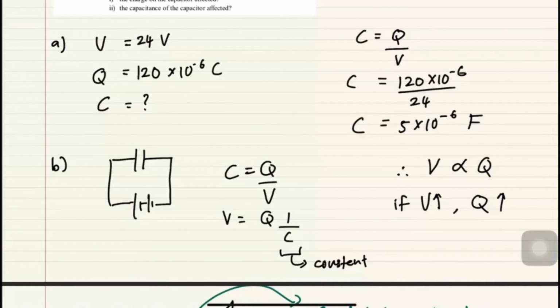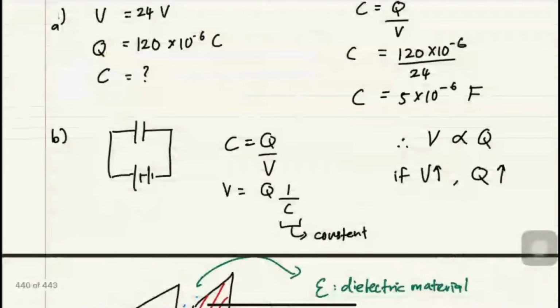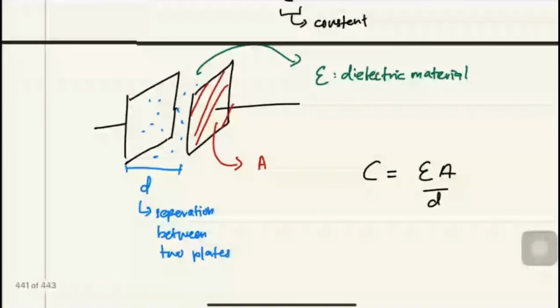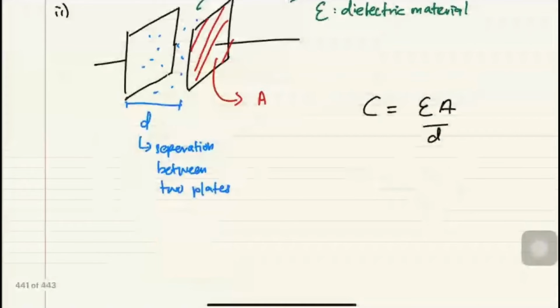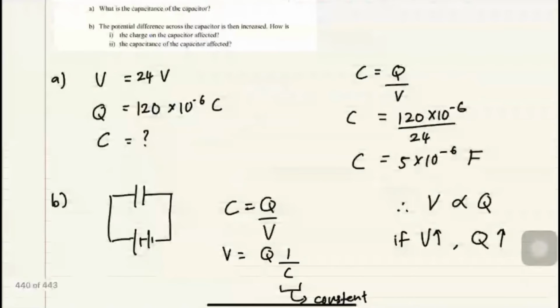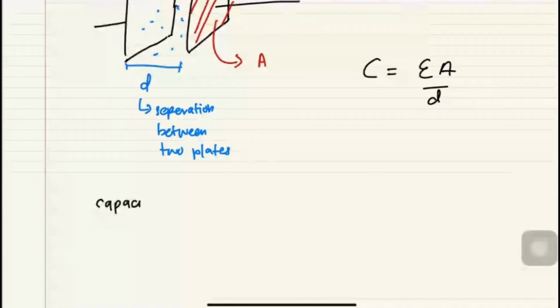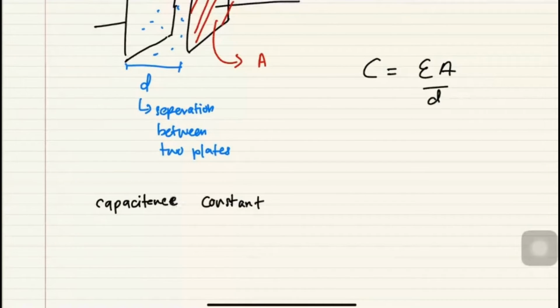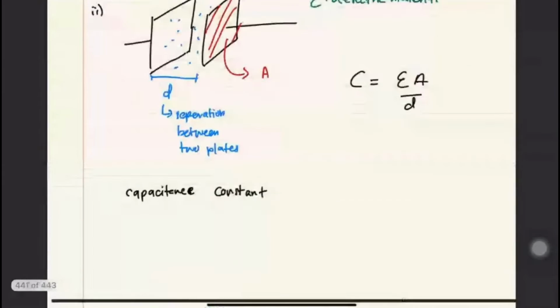Higher charge accumulated. Okay. And the last question, D, asks whether the capacitance of the capacitor is affected. This one seems to have been answered earlier. So, what is the answer? Is the capacitance of the capacitor affected? Capacitance is constant, not affected, doesn't change. Okay, good.